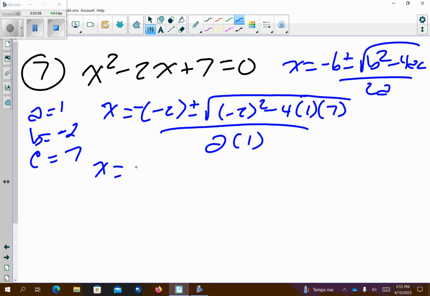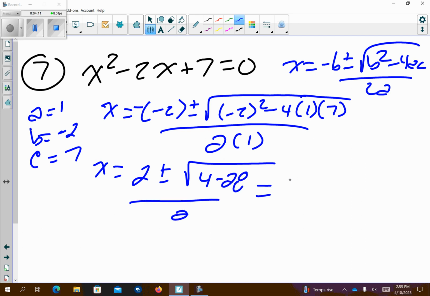So I get negative negative 2 is 2, plus or minus negative 2 squared is 4. Negative 4 times 1 is negative 4. Negative 4 times 7 is negative 28, over 2. So that's going to give me 2 plus or minus square root of negative 24 over 2.